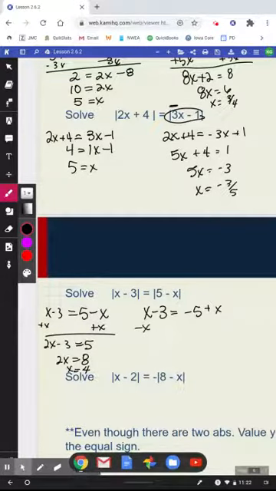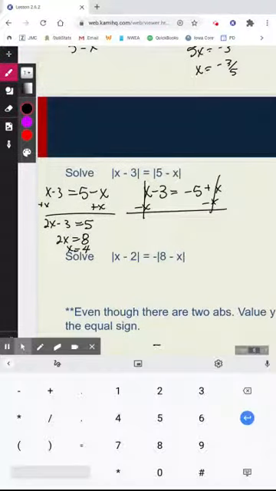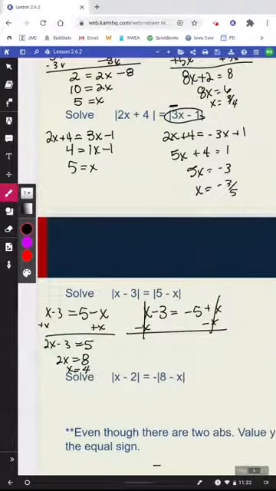On this one, when I subtract x to both sides, notice they cancel out. And I'm left with -3 equals -5, which is not true. So this one only has one solution.